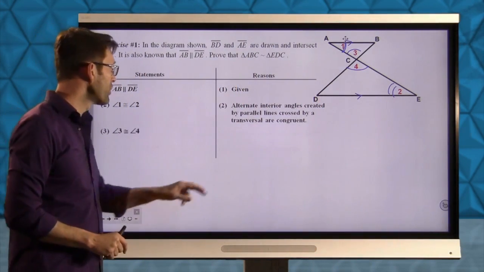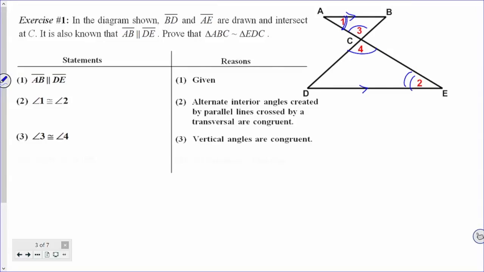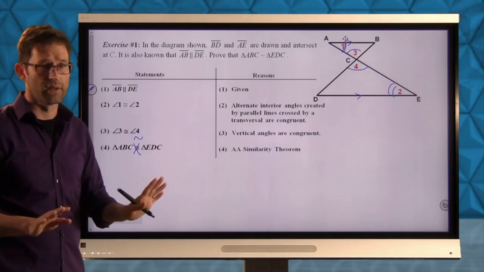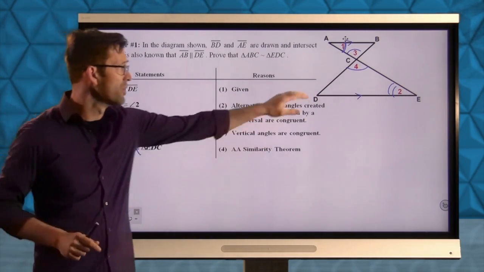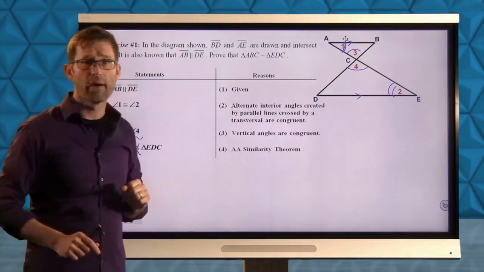Let's get that angle 3 congruent to angle 4 because vertical angles are congruent. Finally, triangle ABC must be congruent to triangle EDC. Oh, no, no, no. Not congruent. Must be similar to triangle EDC by the angle-angle similarity theorem. Sorry about that. Definitely not congruent. You can tell they're not congruent. This one's a smaller triangle than that one.